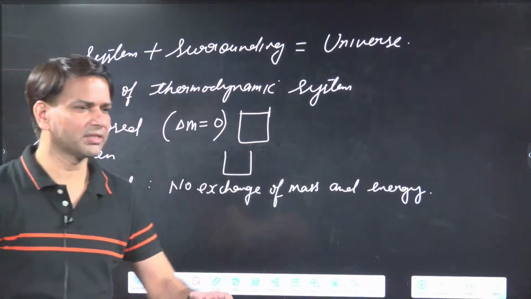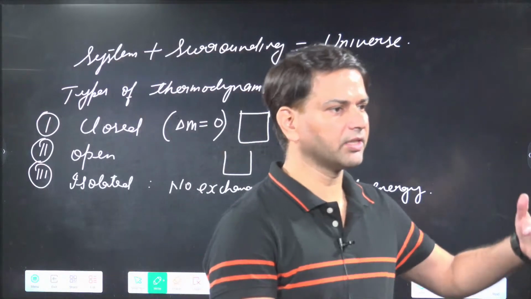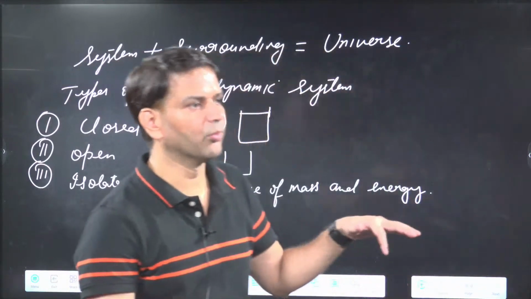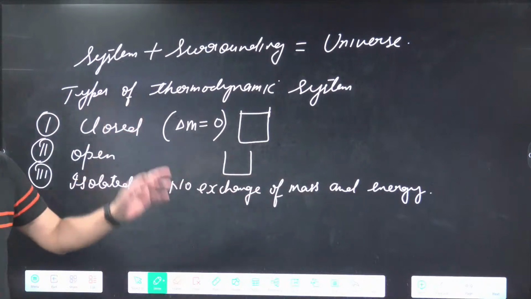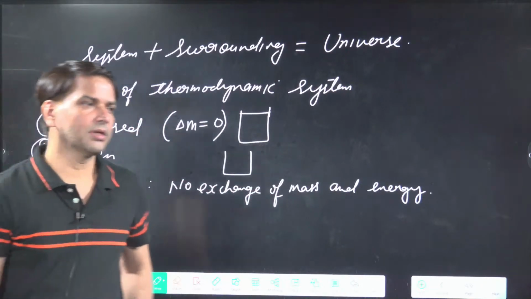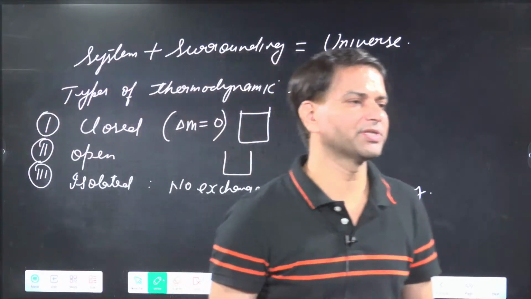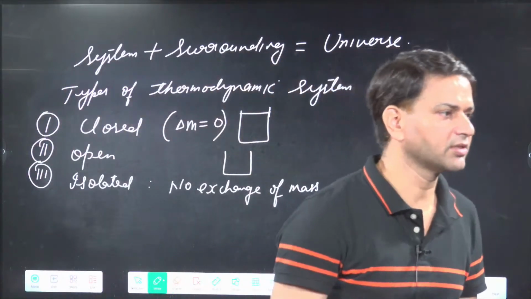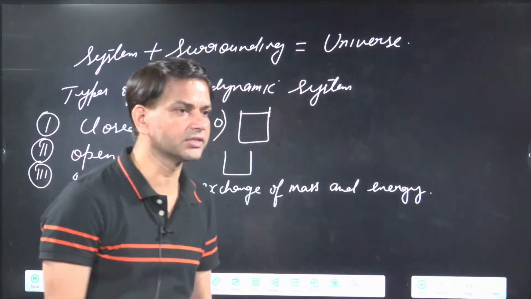Okay, so remember this system definition. We will discuss more about system when we discuss the first law of thermodynamics. Closed system: mass exchange will not take place. Open system: both exchanges may take place. Isolated system: no exchange of mass and energy.